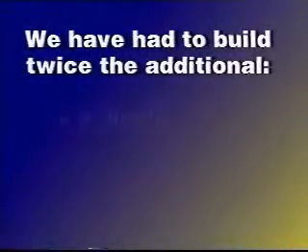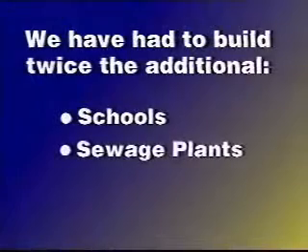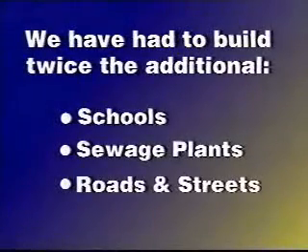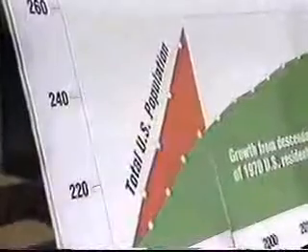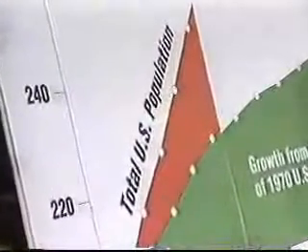Now, that has meant that we have had to double all of the additional infrastructure expenditures we've had in this country. We've had to build twice as many schools, twice as many sewage treatment plants. We've had to build twice as many roads and streets. All of the additional needs of this country have doubled because of this radical new immigration policy of the United States government.